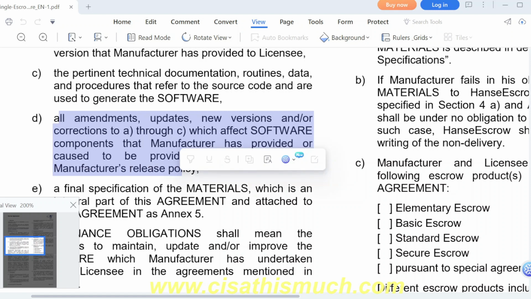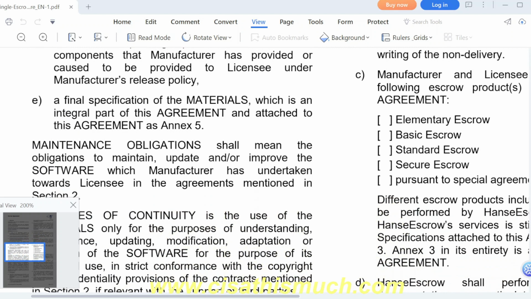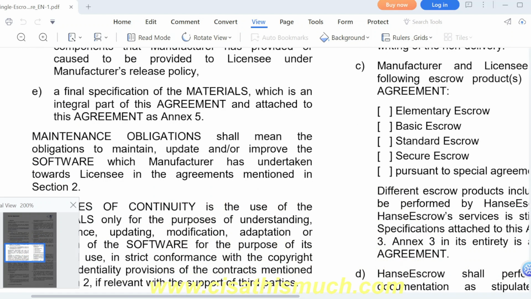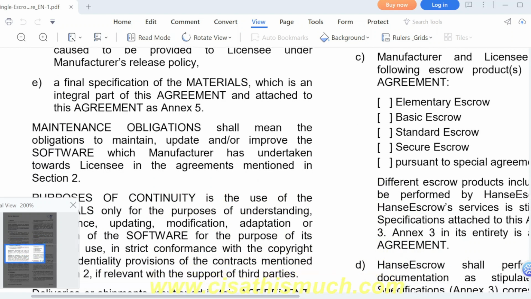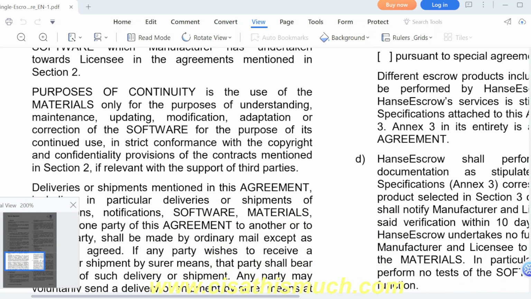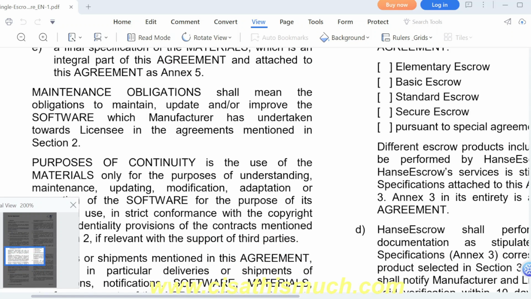So they have used the legal terms. Okay, some people might not be able to understand the legal terms. It's fine. What they are trying to mention here is that whenever updates, new versions, or fixing of bugs happen, the updated version, they are referring to the current version. Okay, then what else? If you look over here, they have used the word purpose of continuity.